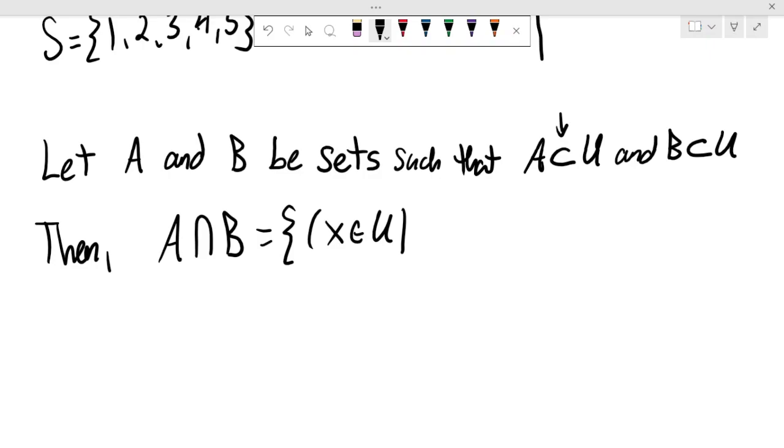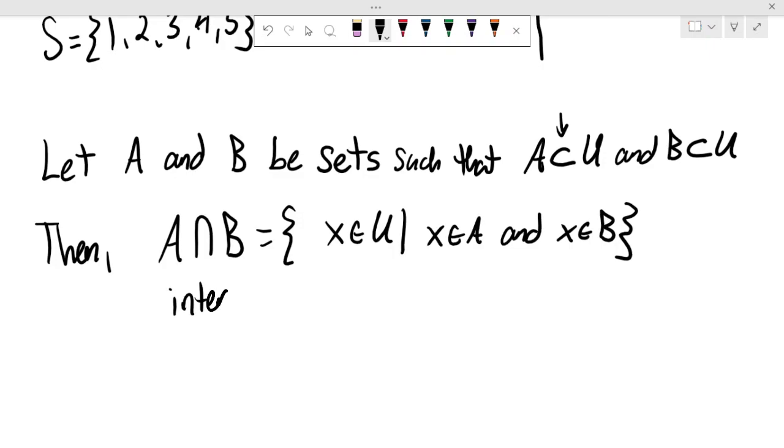So A intersect B will be all of the x in U such that x is in A and x is in B. Okay, so we have the "and" here. Of course, this is probably something you already know, working with intersections before, but this is a way to formulate it in terms of another set. So we write this as its own set. And we call this, of course, the intersection of A and B. So I'll just write intersection here.